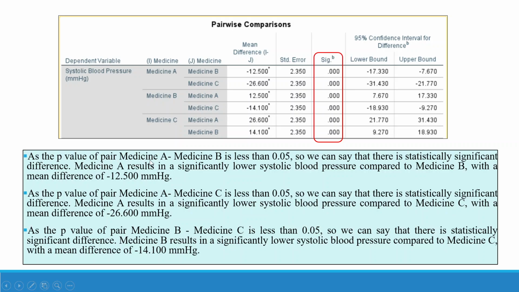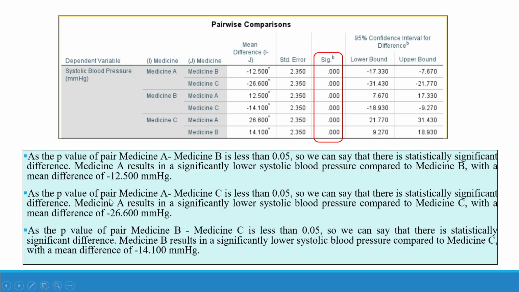As the p-value of the pair medicine A and B is less than 0.05, we can say that there is a statistically significant difference. Medicine A results in significantly lower systolic blood pressure compared to medicine B with a mean difference of minus 12.5. Why significantly lower? Because the mean of medicine B is higher. Next, A with C, which is this figure.